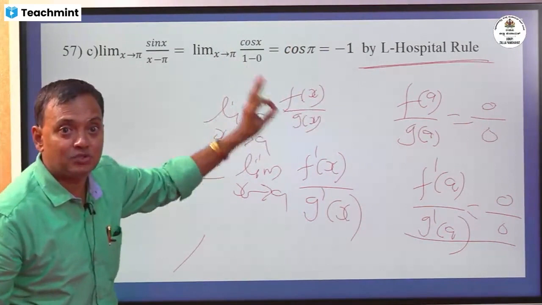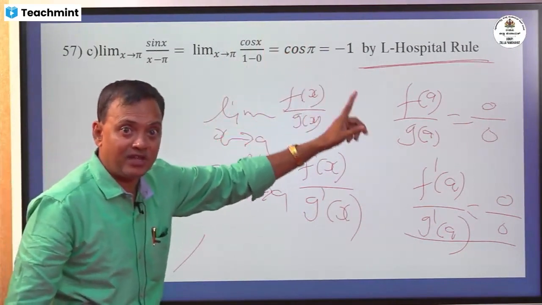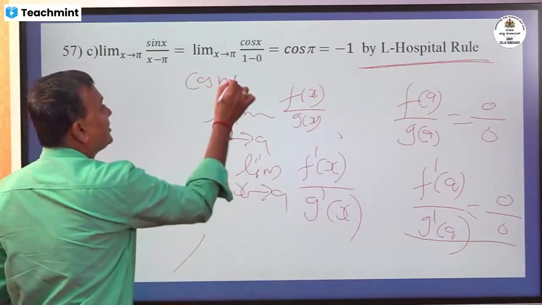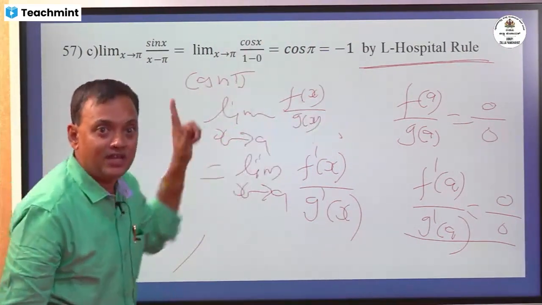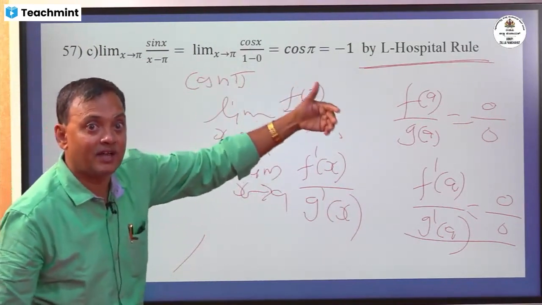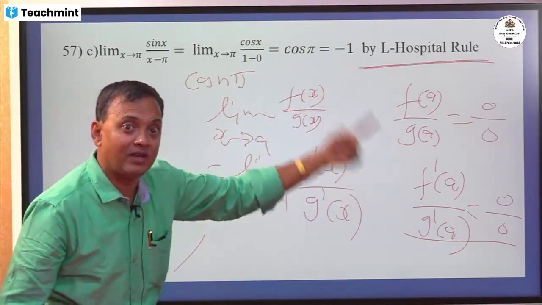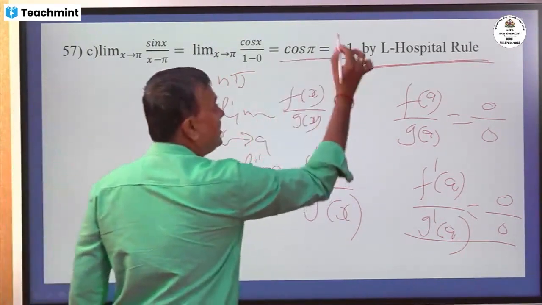In cos n pi, when n is even, cos n pi is 1. When n is odd, cos n pi is minus 1. Cos 2 pi, 4 pi, 6 pi, etc. Cos of even multiples of pi is 1, cos of odd multiples of pi is minus 1. So cos pi is minus 1.